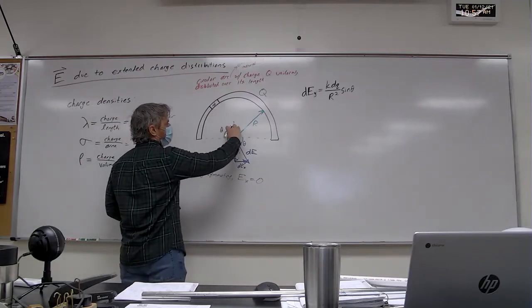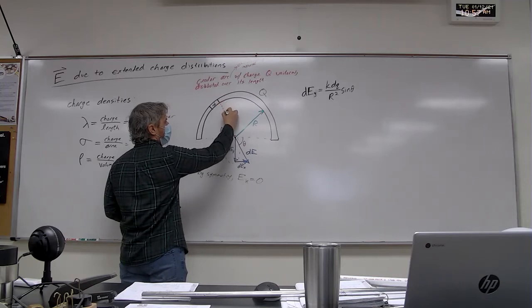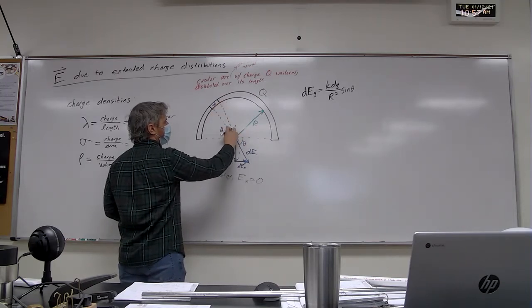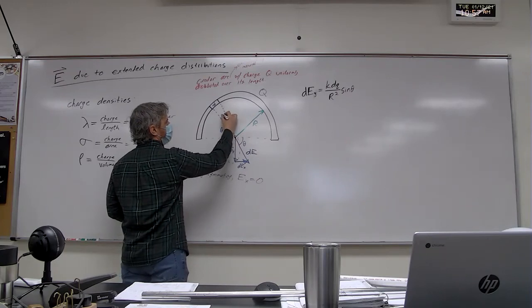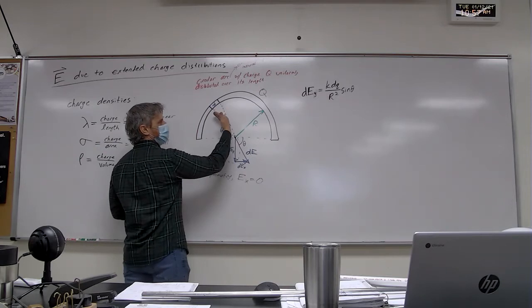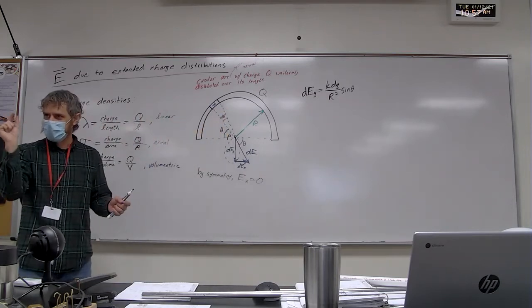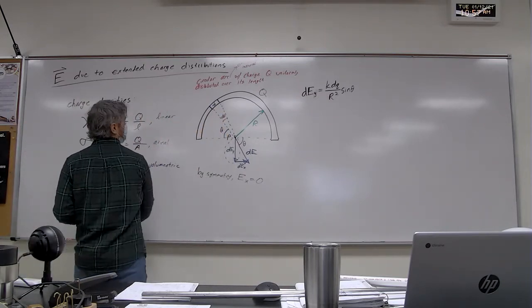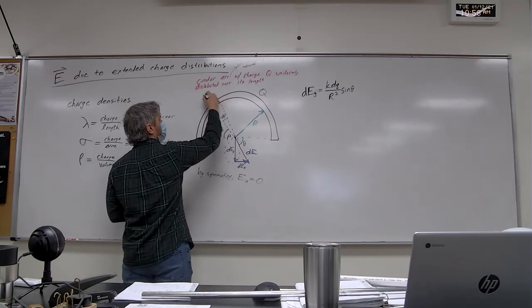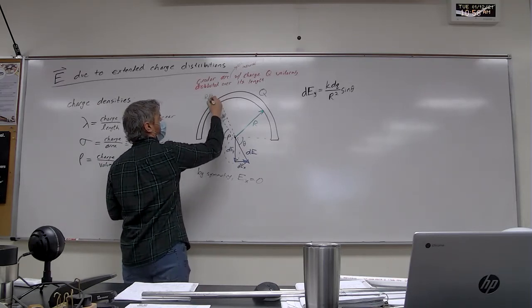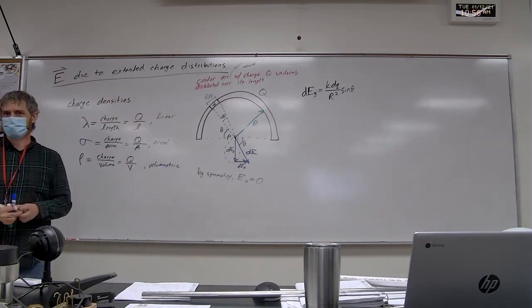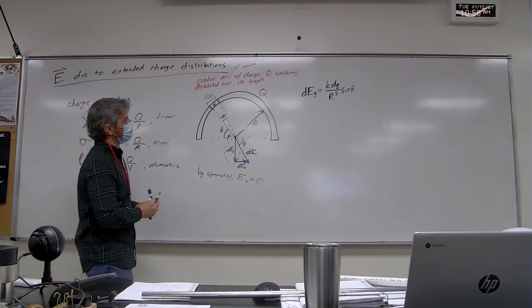Well, dq resides on an infinitesimally thin segment subtended by an angle d theta. Final theta minus initial theta is d theta. It's that infinitesimally small angle there. The arc length is radius times d theta. That's geometry: arc length is radius times angle, if we're dealing with radius.